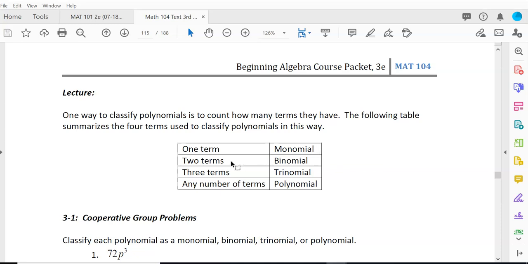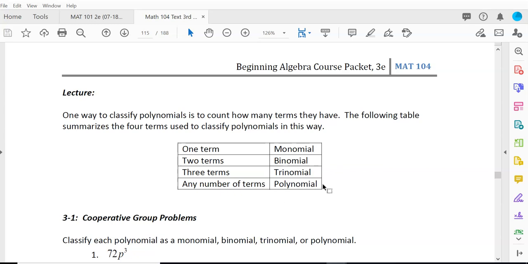When you have a two-termed polynomial, that is called a binomial. When you have a polynomial with three terms, that's called a trinomial. Now you could go up and up and up with this, but for the purposes of this class, anything beyond three terms, we'll call just another type of polynomial, all right? So polynomials encompass all of these, all right?